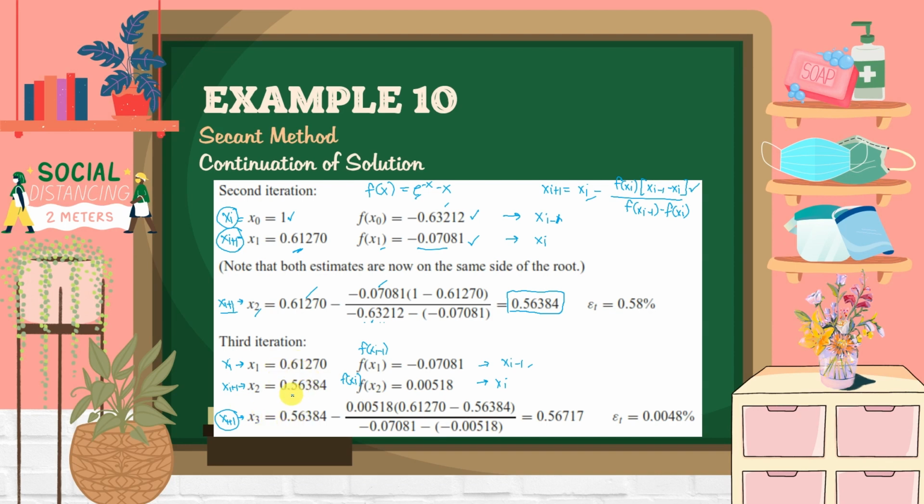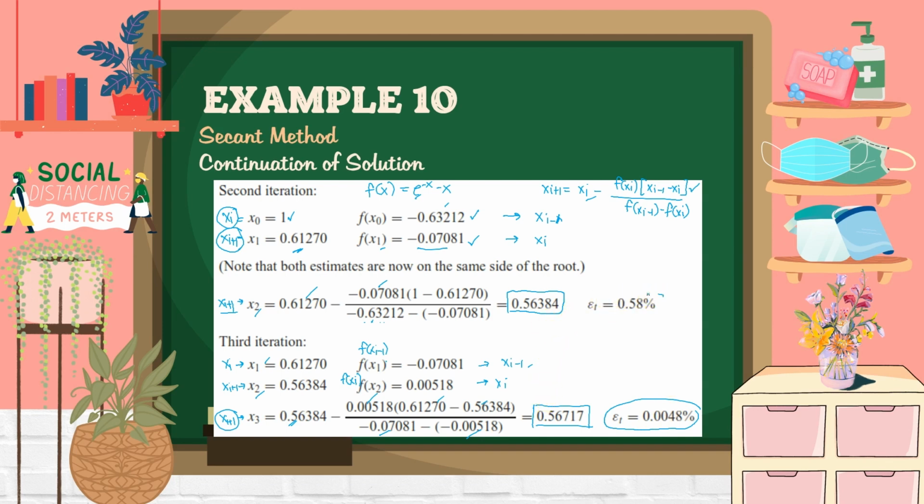And substituting, x sub i is x sub 2, and the function of x sub i is the function of x sub 2, and x sub i minus 1 is simply x sub 1, and the function of x sub i minus 1 is the function of x sub 1. And now we will have the value of 0.56717. And it will have a true percent relative error of 0.0048% for the third iteration.